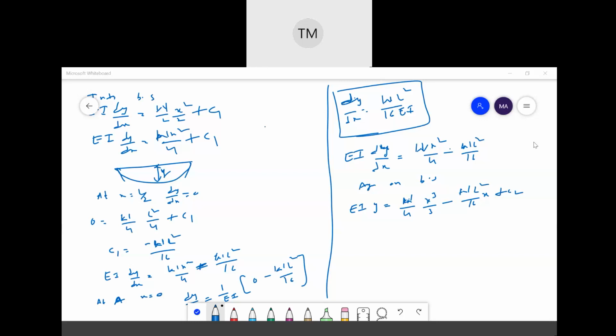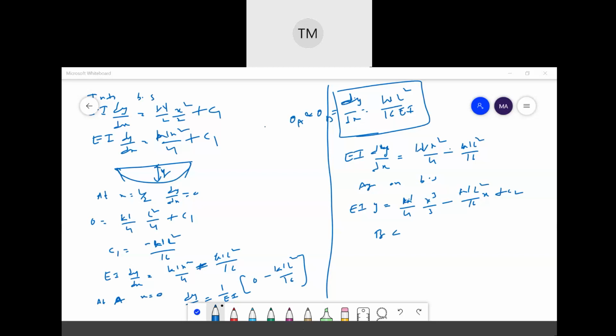So here it is, EI y is equal to W by 4 into x cube by 3 minus WL square by 16 into x plus C2. Then here also you are applying the boundary conditions. Here this is the slope for theta A and theta B. You will get the same values. WL square by 16 EI is the slope, this is a standard formula for simply supported beam with a midpoint load.